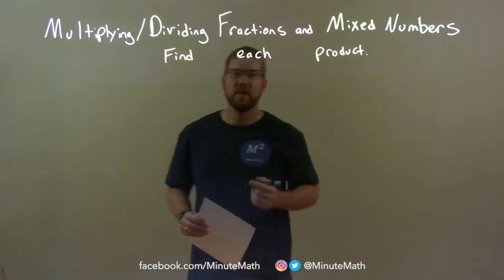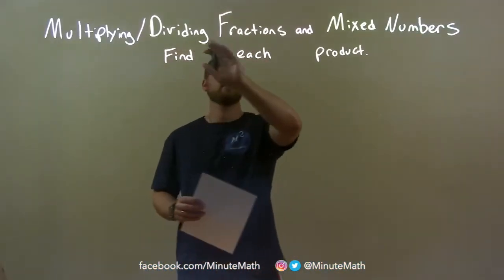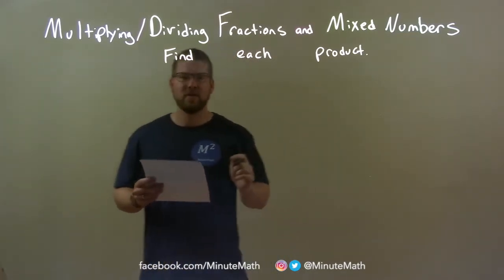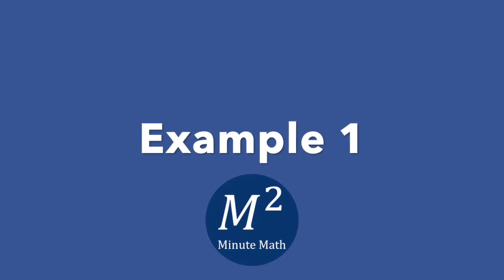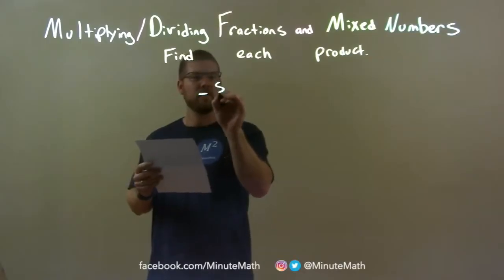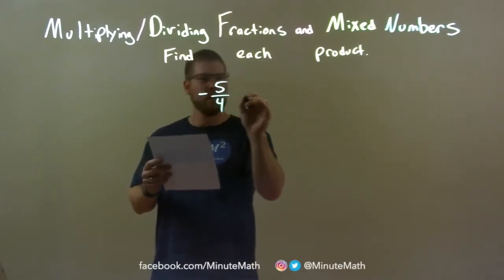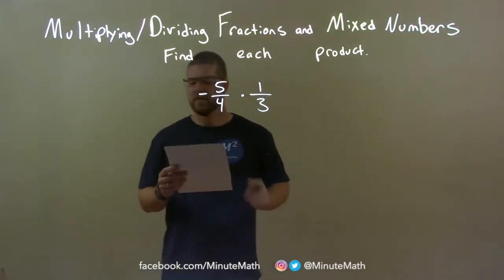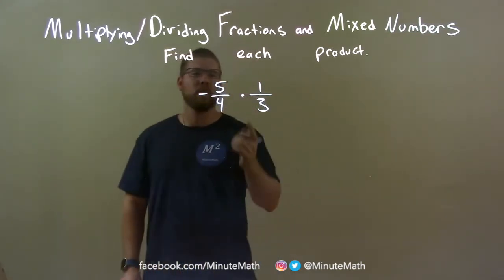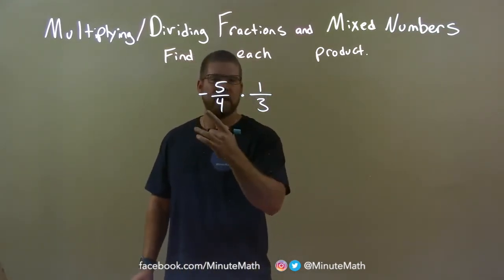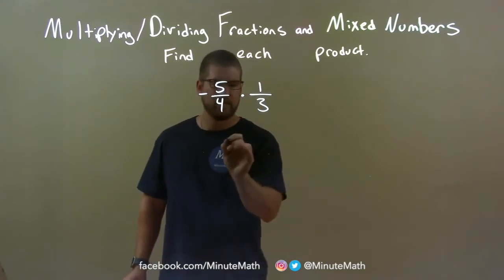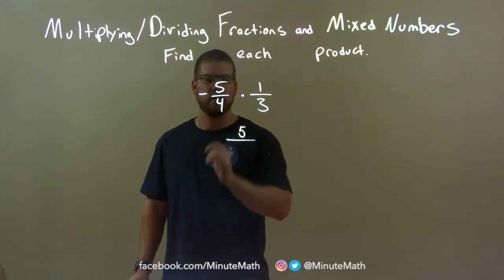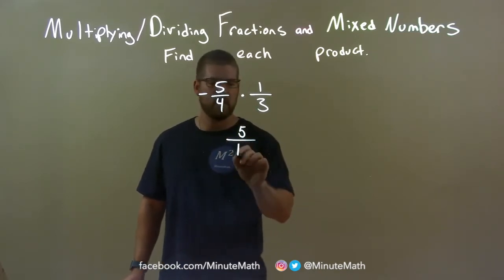I'm Sean again, and this is Minute Math, and today we're learning about multiplying, dividing fractions, and mixed numbers, and find each product. So, if I was given these fractions, -5/4 times 1/3, okay? Well, the main thing when we multiply here, we multiply across the numerator and then multiply across the denominator. So, numerator, 5 times 1 is 5. Denominator, 4 times 3 is 12.